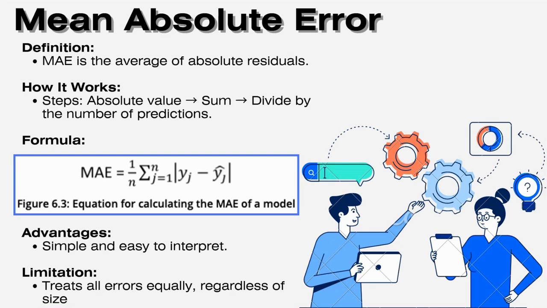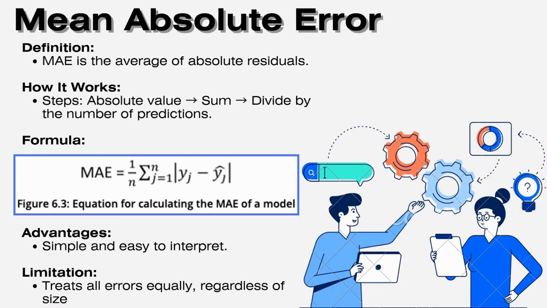So the mean absolute error, or MAE, is one of the simplest and most commonly used metrics for evaluating regression models. It calculates the average magnitude of residuals, ignoring whether they are positive or negative. Let me give you an example. Imagine you are predicting sales for 5 stores. The residuals for these predictions are 1,000, 2,000, 500, 3,000, and 1,500.